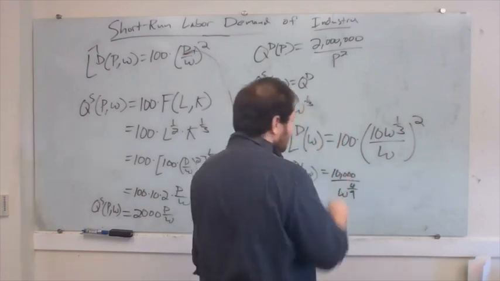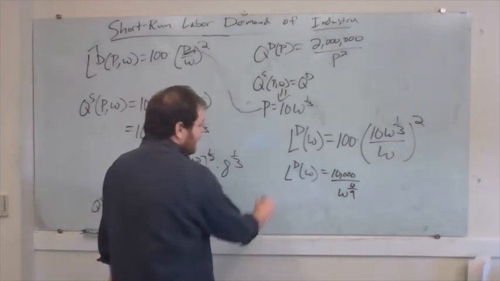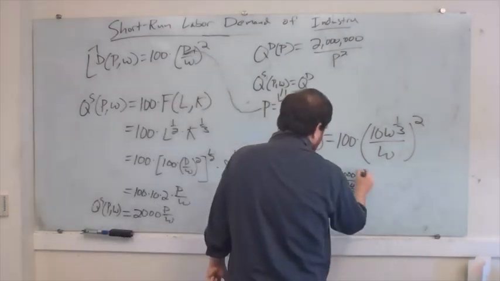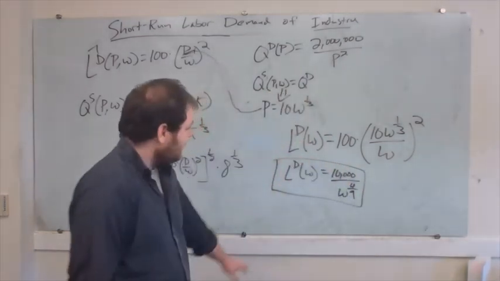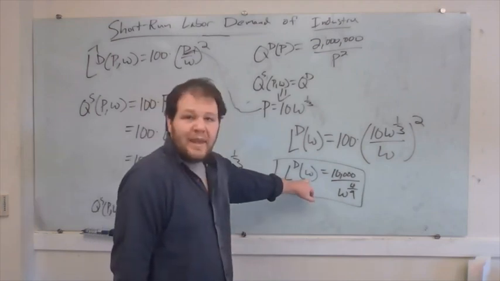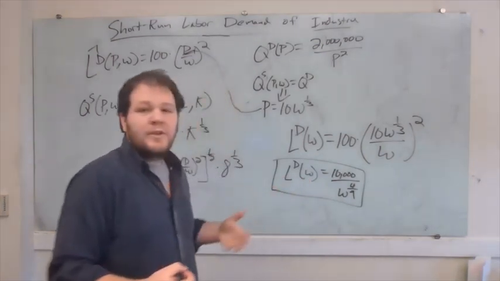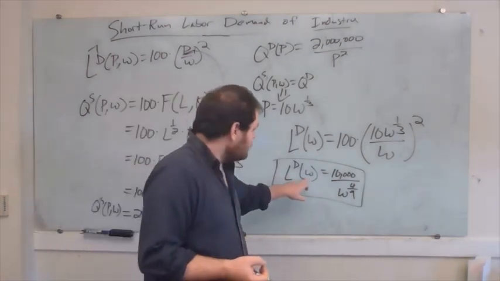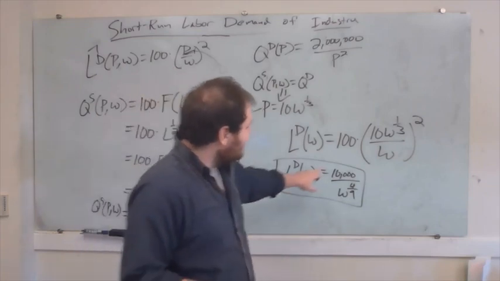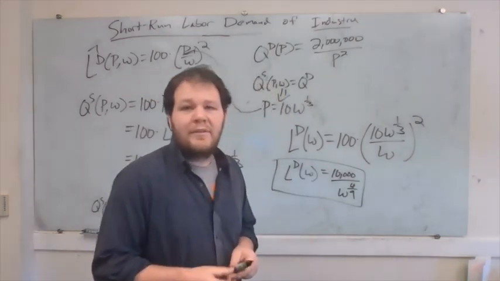Does this make sense? So our final answer is exactly this. If we want to know how many workers are going to be hired at any given wage, it's going to be, given these assumptions, 10,000 divided by W to the 4/9.